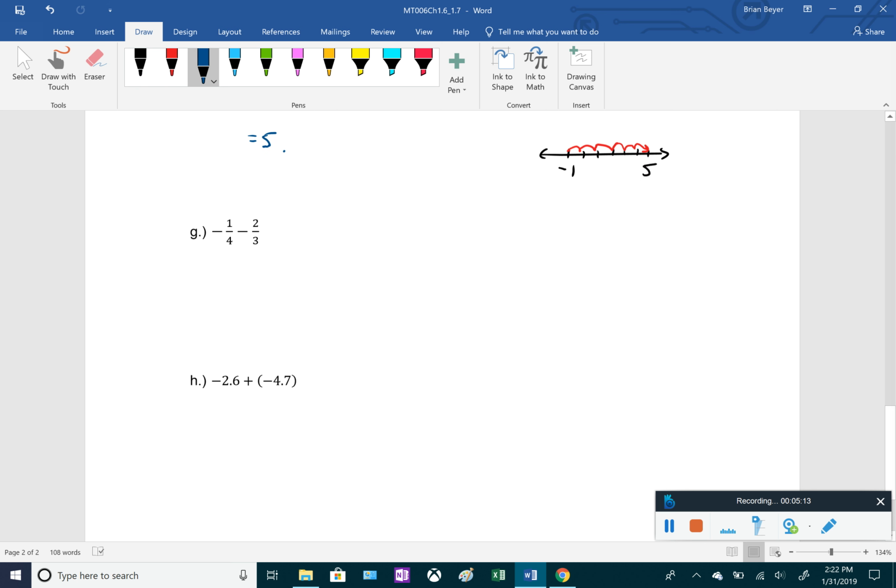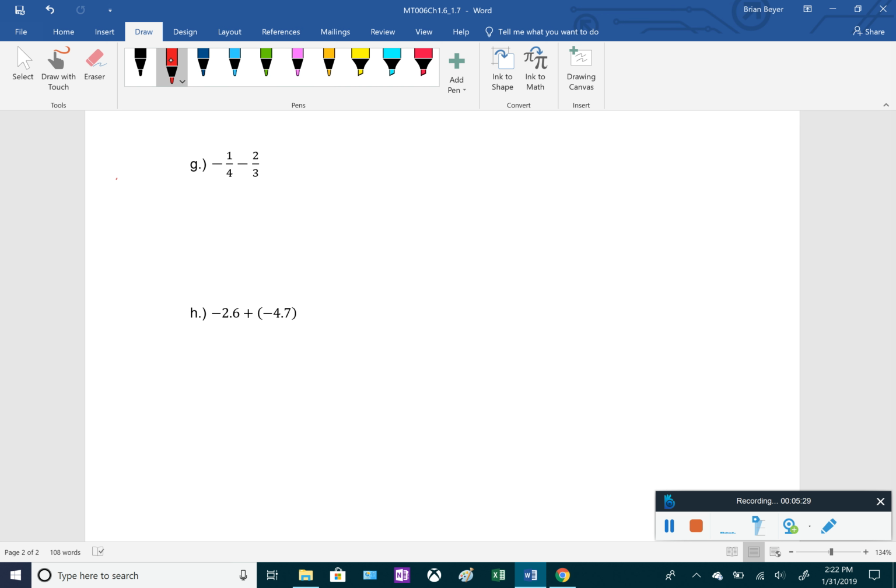Okay, let's make them a little bit harder. Now we have fractions. We've already done this, but maybe after doing the number line it's a little easier to think about adding and subtracting with these. Negative 1/4 minus 2/3. We need common denominators here, so the LCD is going to be 12. That's the least common multiple of 4 and 3. Multiples of 4: 4, 8, 12, 16, and so on. Multiples of 3: 3, 6, 9, 12, and so on. The smallest one they have in common is 12, so that's the LCD.